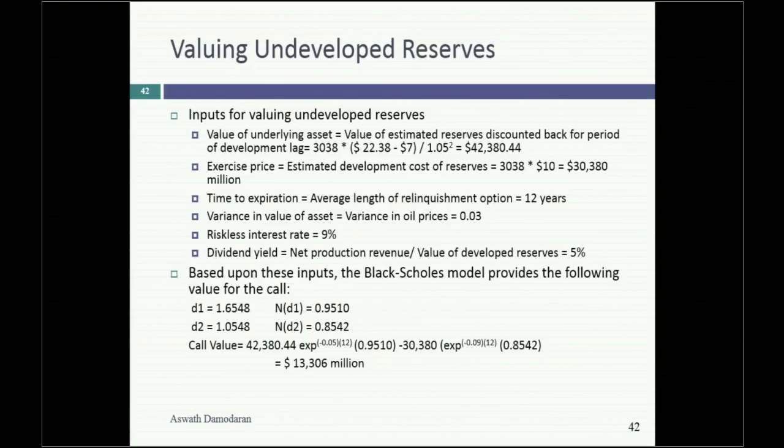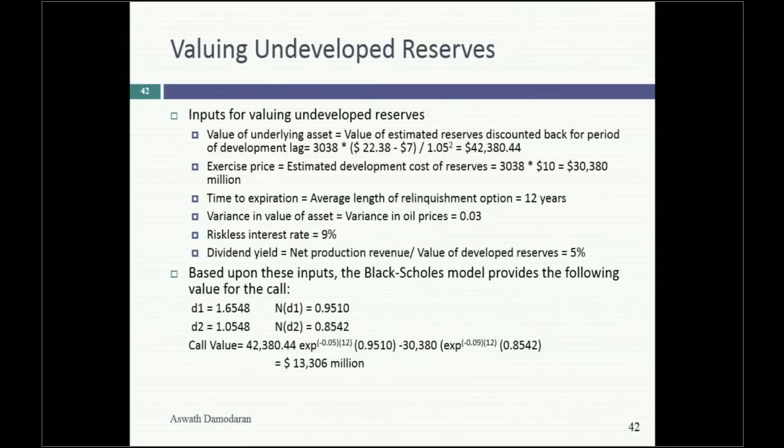3,038 million barrels of oil times $15.38. It looks like I'm discounting, but what I'm actually doing is taking the cash flows out of the first 2 years, saying, look, I can't get cash flows in the first 2 years, so it's a very simplistic way of taking into account the development lag. The value of the oil, if I develop the reserves today, is $42.38 billion. File that away. That is the present value of cash flows if I develop today. The cost of developing those reserves is $30.38 billion.